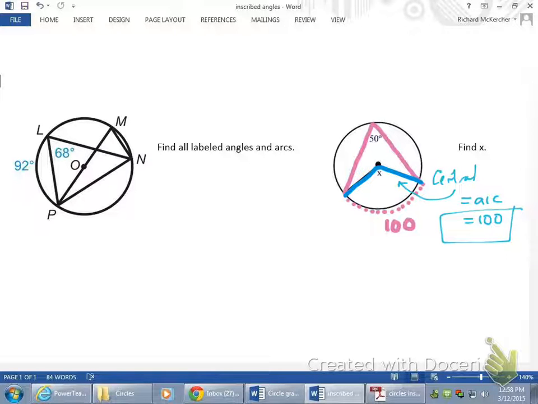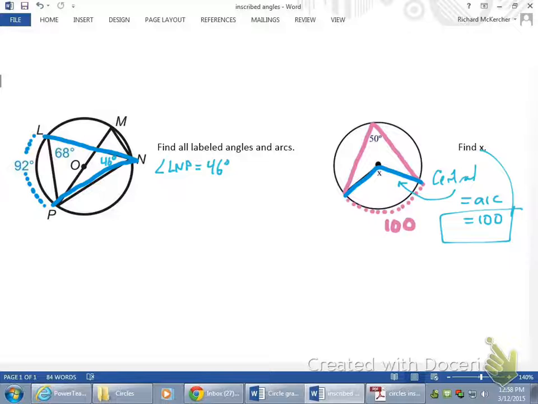On this side, I've asked you to look at all sorts of things. I want you to name everything you could possibly name in this one. Now, generally, a problem's going to ask you for something very specific, but on this one, I'm just going to be generic, and we're going to figure out everything we can. First thing I notice is angle LNP. LNP creates arc LP, which is 92 degrees. So if LP is 92 degrees, that makes that little angle on the inside 46, because that's half of it. Okay, that's one thing I looked at.